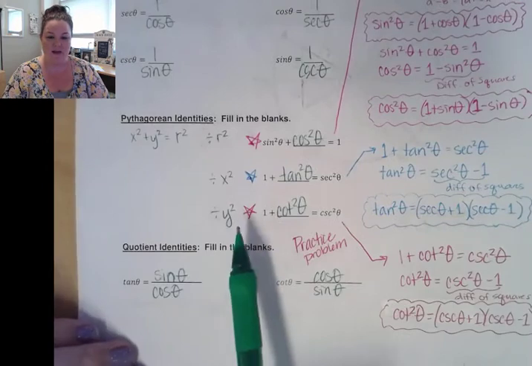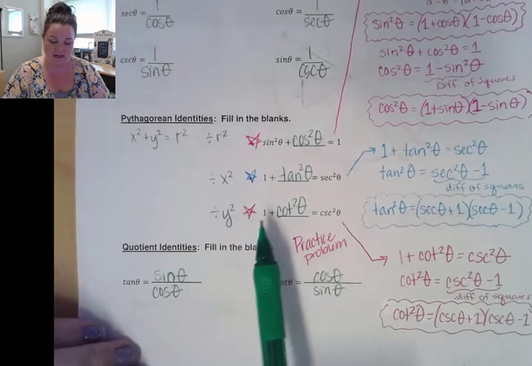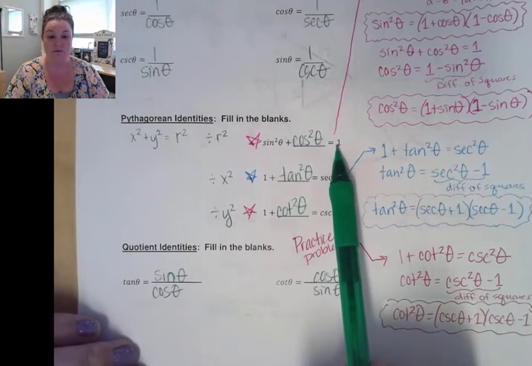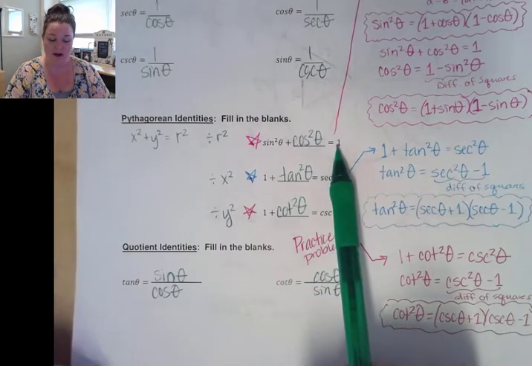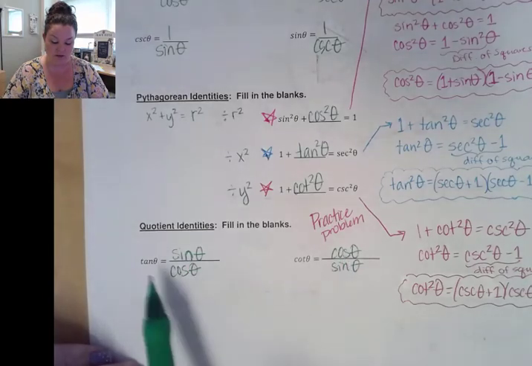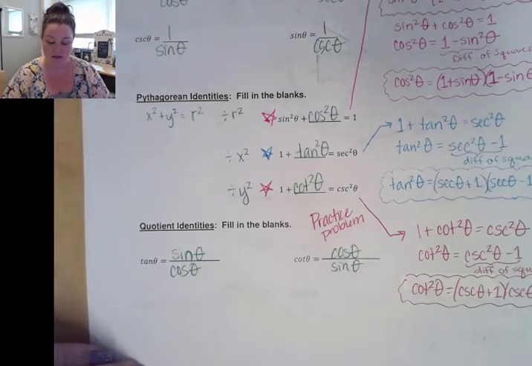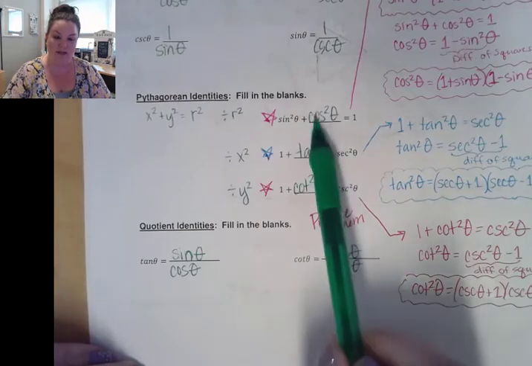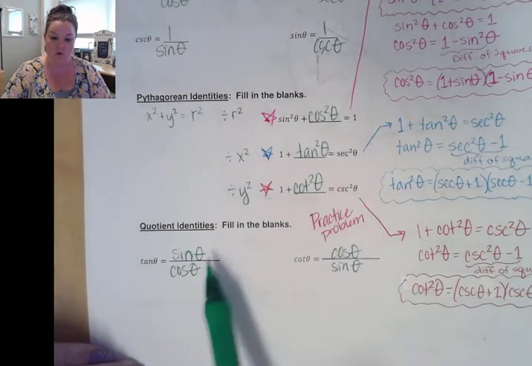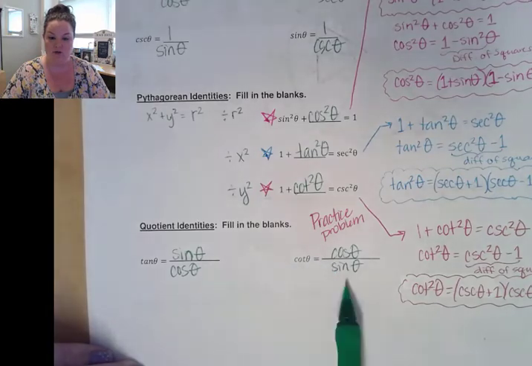So I look at the Pythagorean identities. Sine and cosine, I have this first one, sine squared plus cosine squared equals 1. I also have that the ratio of sine and cosine could give me tangent or cotangent. So it's going to be one of these three that I use, right? Either the Pythagorean identity or one of the tangent cotangent ones.